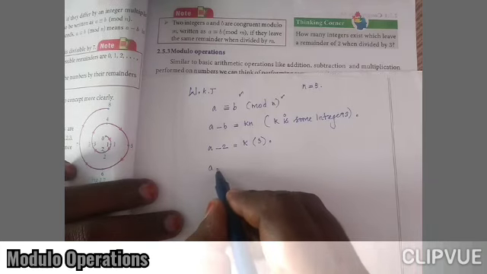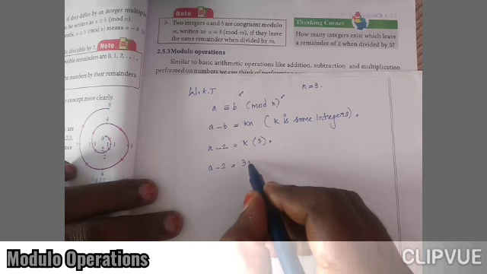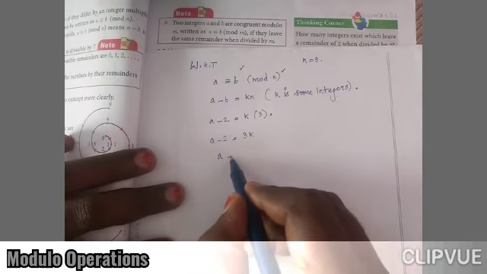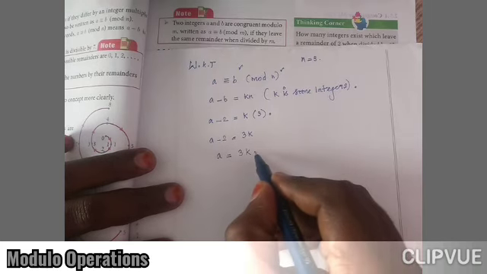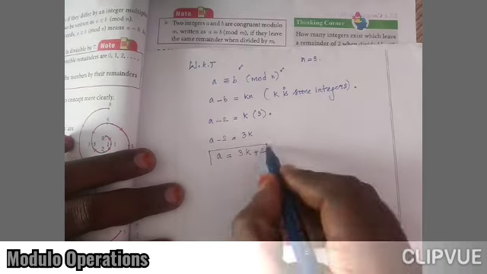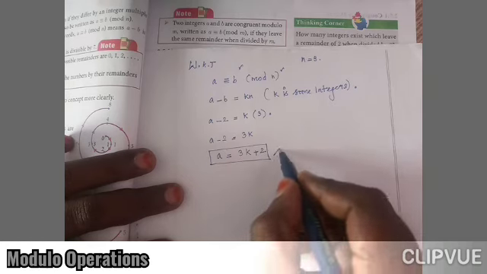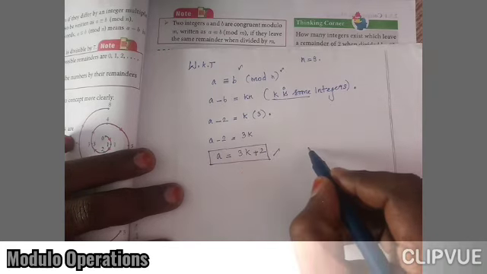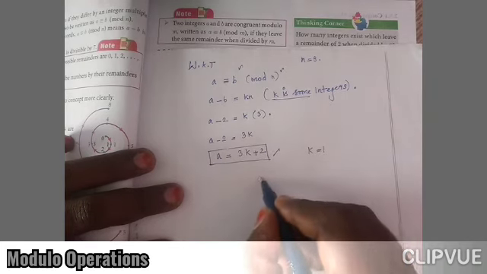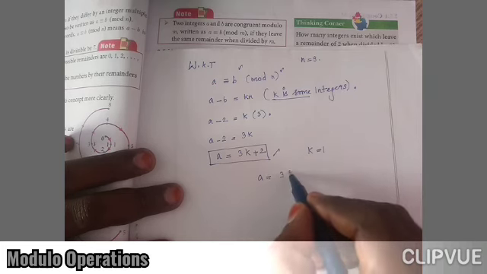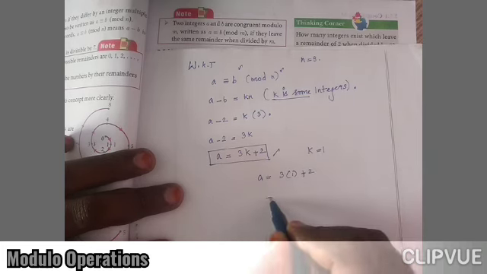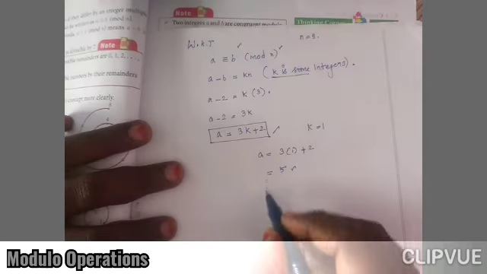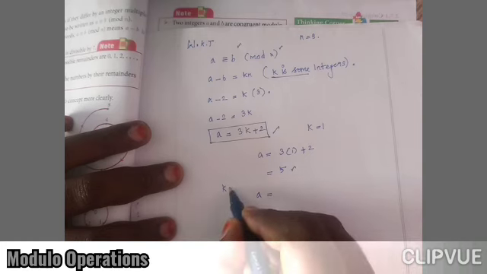So now a minus 2 equals 3k. Now I am going to find the a value. So 3k, the minus 2 becomes plus 2. This is the required equation. What is k? Some integer. If k equals 1, what is the value of a? 3 into 1 plus 2, so 3 plus 2 is 5. So the first value is 5. Then k equals 2.